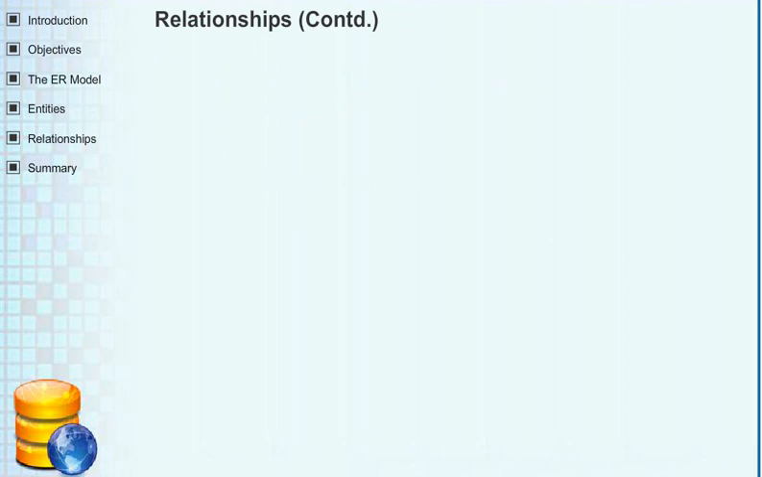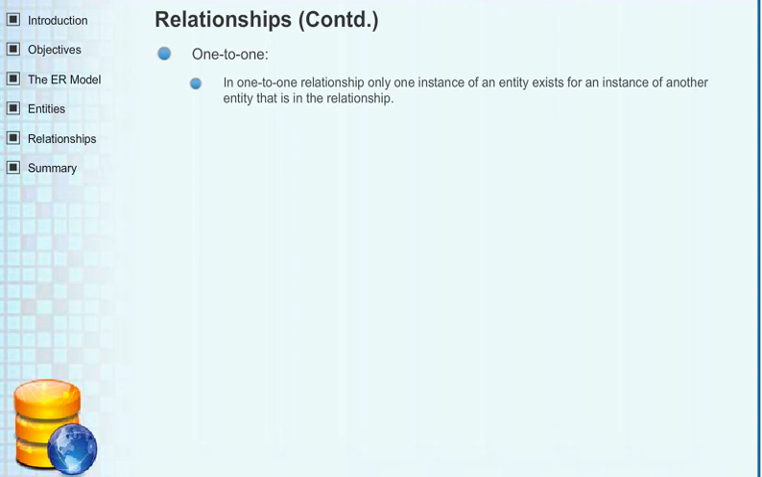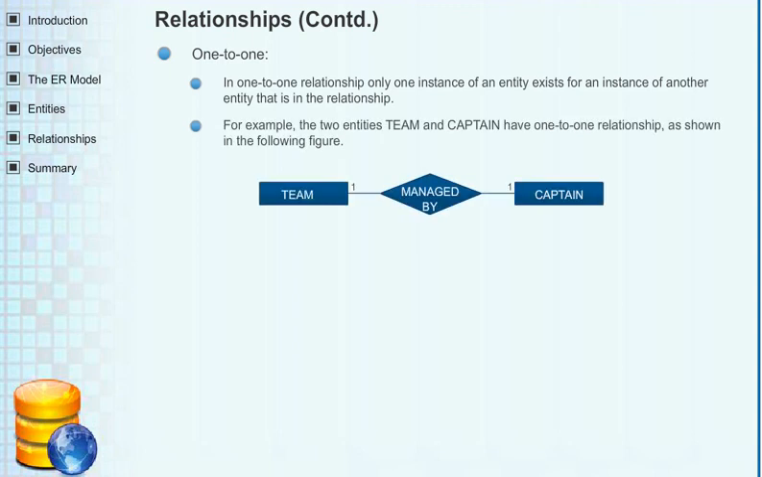Let us further understand various ER relationships with examples and their pictorial representation. One-to-one relationship is the simplest kind of relationship. In this ER relationship, only one instance exists for an instance of another entity. Now let us consider an example of a team. The team as an entity will, of course, have a captain, which is the other entity. The simple relationship between them is that a team is managed by a captain. This is a direct one-to-one relationship.